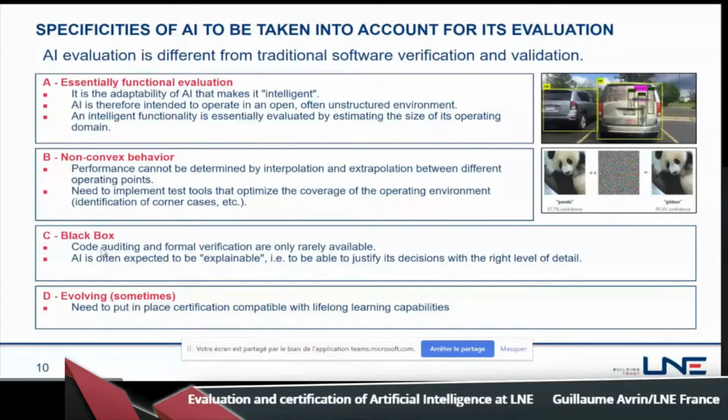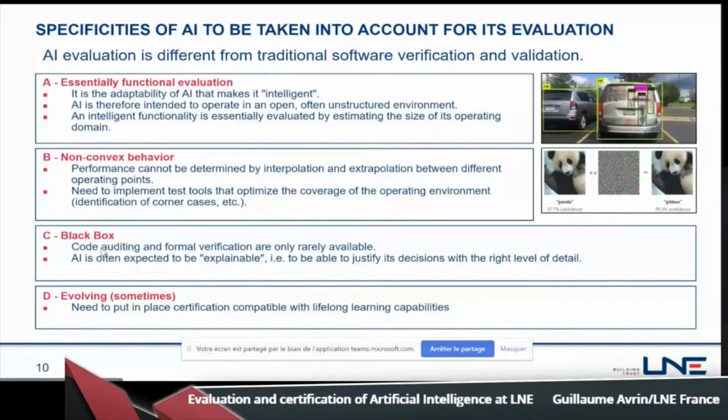Second, artificial intelligence systems, especially deep learning technologies, have a non-convex behavior. It means that it's not possible to only do some sampling of the operating points to evaluate the performances of the AI system for one point, two points, three points, and then by interpolation and extrapolation estimate the performances of the AI system on the whole operating environment. You cannot do that, because it's not convex. So what you need to do is sampling and statistical testing of the performances of the AI systems. The AI system is said to be a black box because when you look at the deep learning algorithm, for example, you have a million parameters.